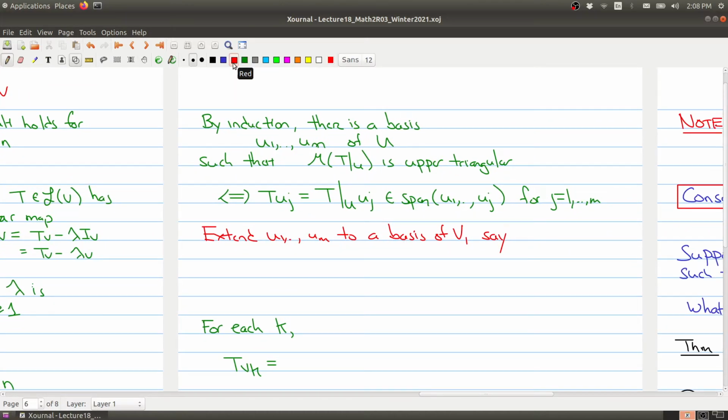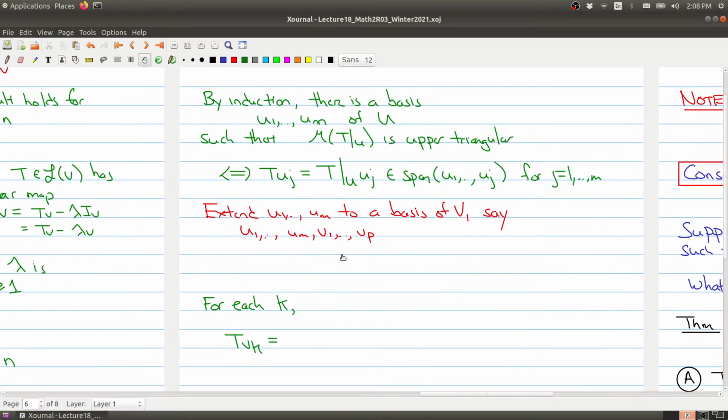Okay, so say we extend it to u1 up to um, and then we add in, we're not sure how many vectors we have to add in. We definitely have to add at least one more vector, but we can extend it to a basis of V. Okay. And now our strategy is to show that for each of these basis elements, this is going to be the basis that allows us to create an upper triangular matrix. Okay, and now let's check that.